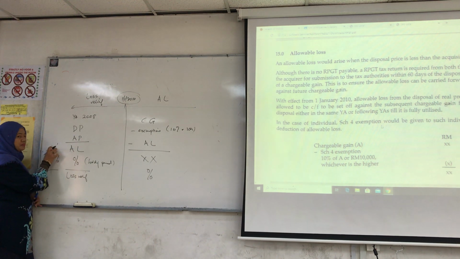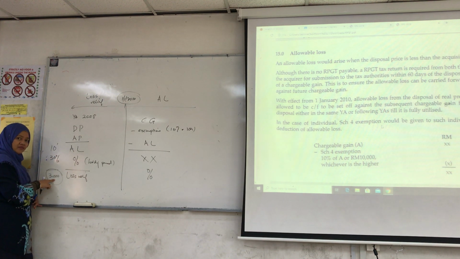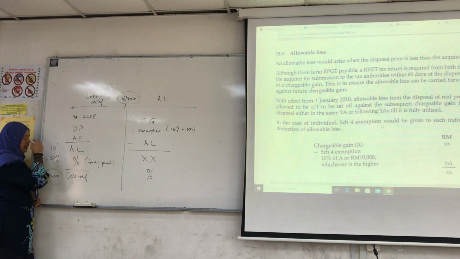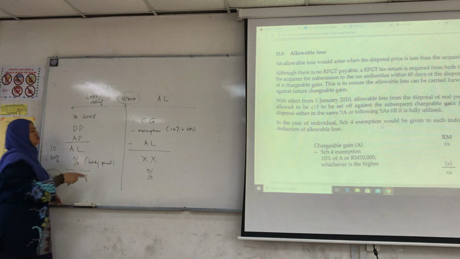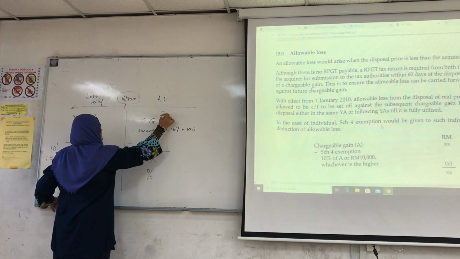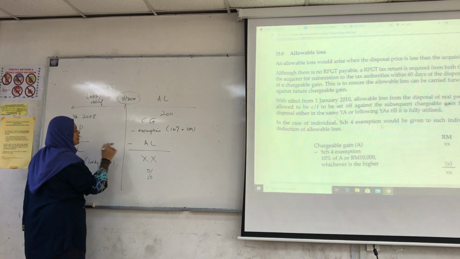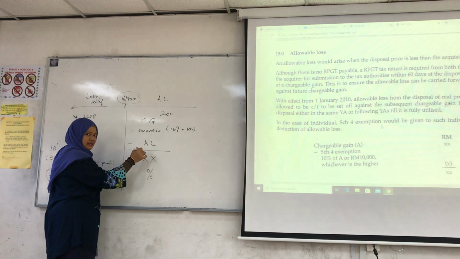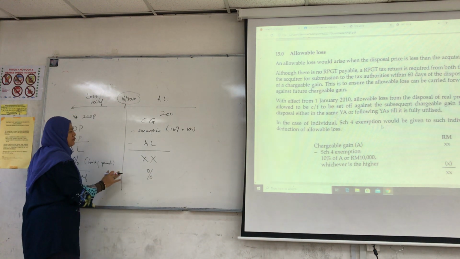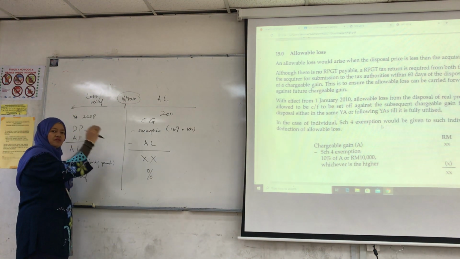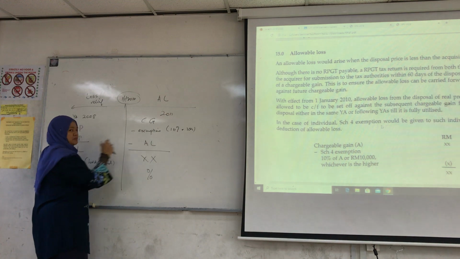So it means that your RPGT, or in this case your loss relief, is 3,000. So this loss relief arises for disposal prior to 2010. But if you dispose in 2011, for example, which is after 2010, then you will have allowable loss only. This allowable loss you just carry forward. So there's no times by allowable loss, you just carry forward to be set off against your chargeable gain.